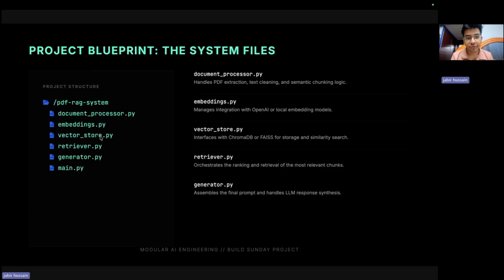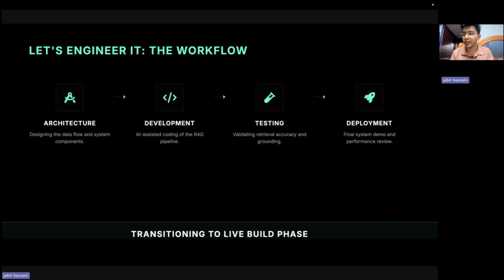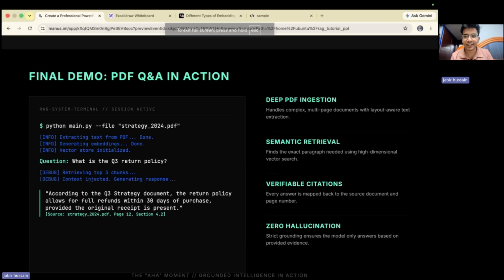After that, vector_store.py is responsible for storing the vectors I have created. And after that we have retriever.py, which is responsible for retrieving documents whenever a query comes in. And generator.py is responsible for generating output. Simple, not hundreds of files, a very simple application. Now let's build this thing.